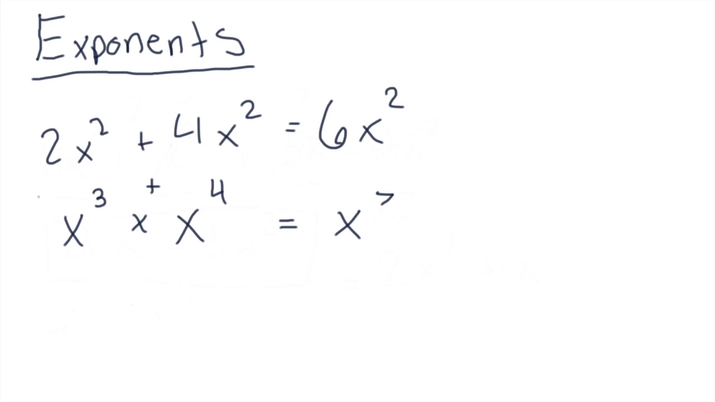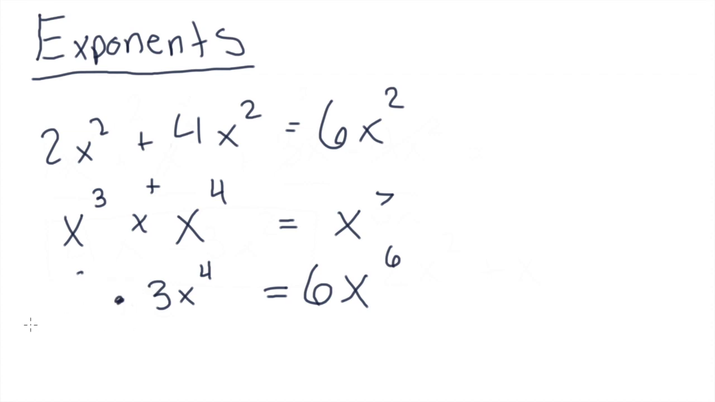Let's try another one like that. Let's say I had 2x squared times 3x to the 4th. What would this simplify into? You start by multiplying the 2 and the 3. 2 times 3 is 6. And then for the x's, we're going to add the exponents. So this would turn into 6x to the 6th.